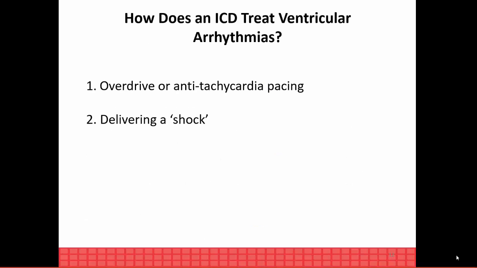The device can treat ventricular arrhythmias in two main ways. One is to pace faster than the underlying arrhythmia, and we call that overdrive or anti-tachycardia pacing or anti-tachy pacing, you'll hear. And that typically can get the patient out of an arrhythmia painlessly. If that doesn't work or the rhythm is too fast, depending on the individual patient's settings, the device will deliver a high voltage shock.